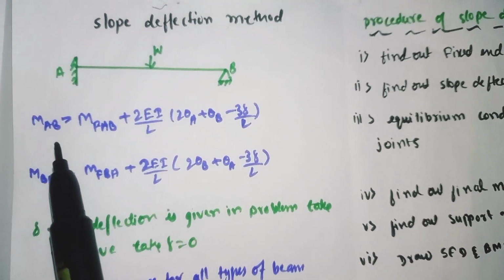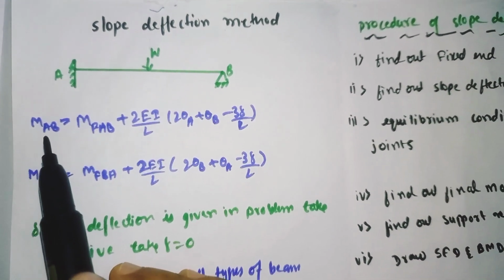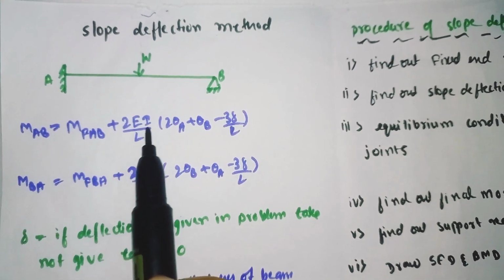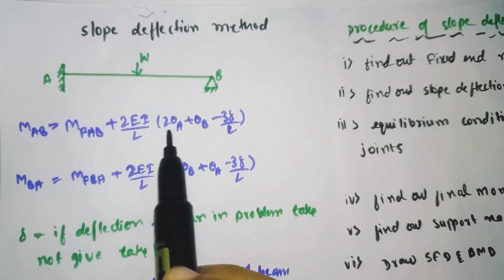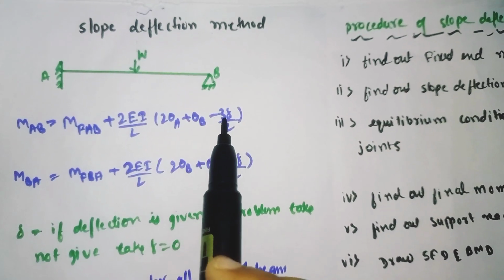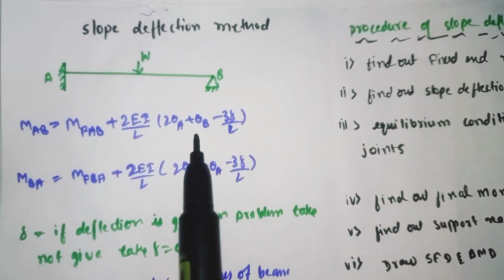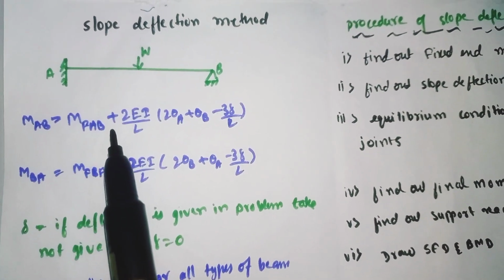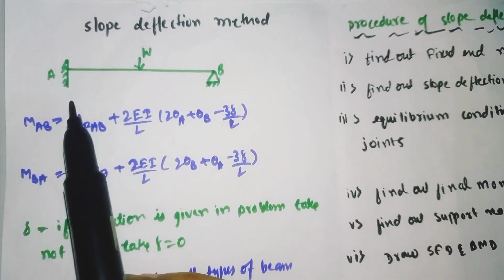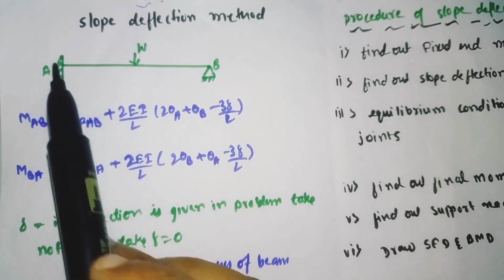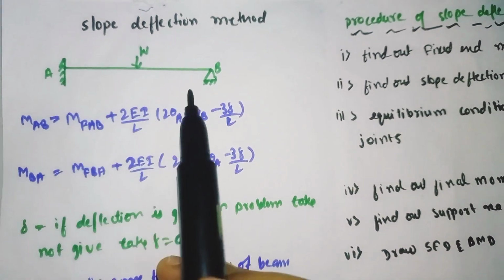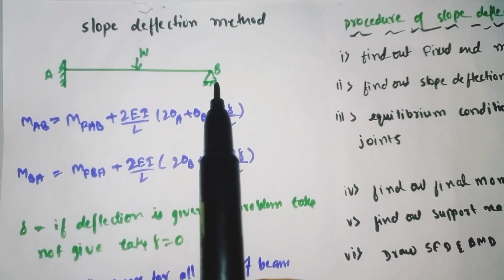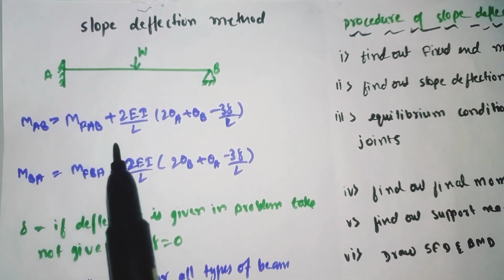For calculating the moment, we have the formula that MAB is equal to MFAB plus 2EI divided by L into 2 theta A plus theta B minus 3 delta divided by L. So this is the formula for A to B. Here the formula is different for moving from left side to right side, that is AB. For moment about AB is a different formula, and for BA we have a different formula.